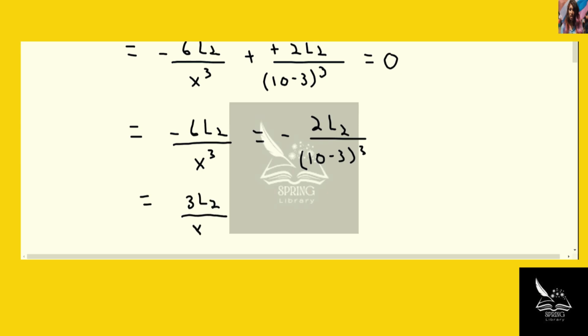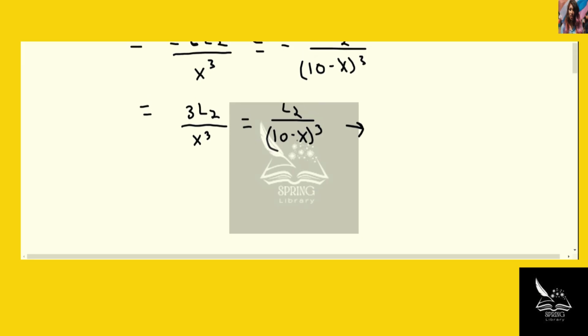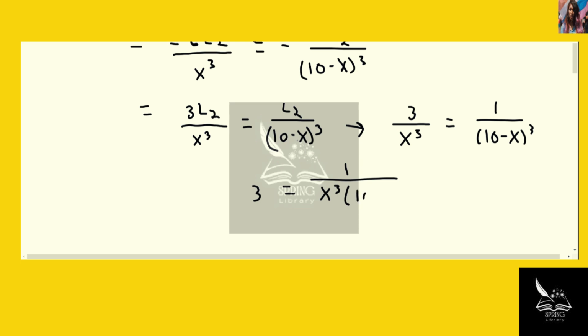3L2 over x cubed is equal to L2 over 10 minus x cubed. For some reason I'm writing 3 here. It should be an x. Okay, we can divide everything by L2 here, and so you'll have 3 over x cubed equals 1 over 10 minus x cubed.